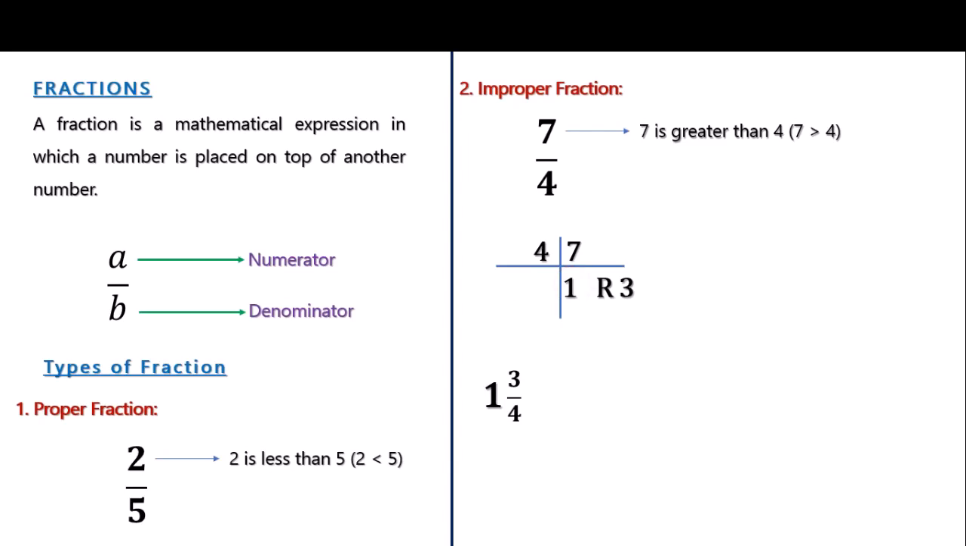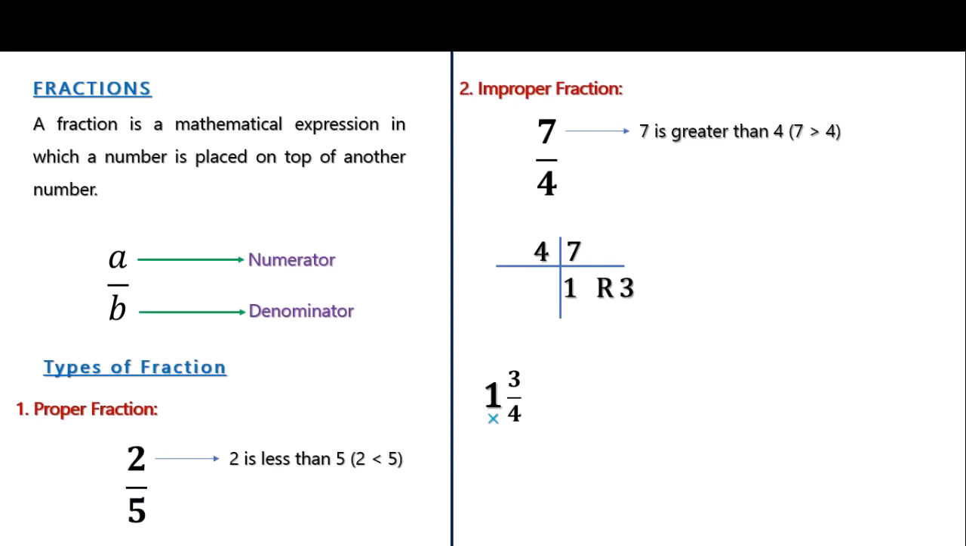That is, we have the 3, which corresponds to the remainder at the numerator, while the 4 is the original denominator we started with. So 7 over 4 is also the same as 1 whole number 3 over 4.